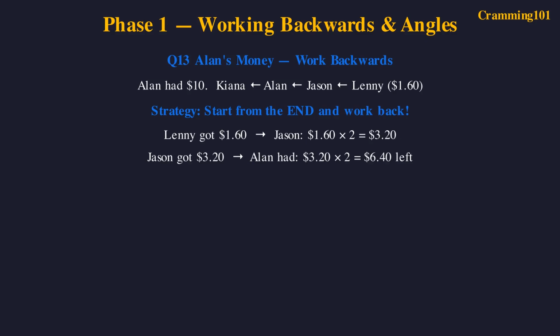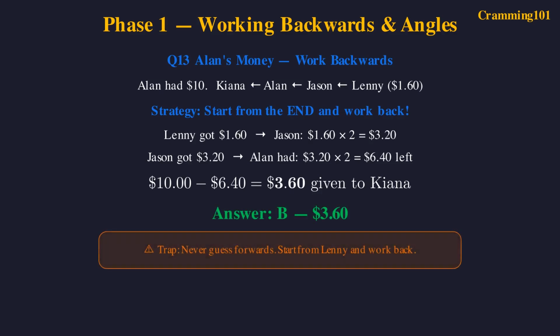Alan started with $10. He had $6.40 left after giving money to Kiana, so Kiana received $10 minus $6.40, which equals $3.60. The answer is B, $3.60. Exam tip. When a question has money or objects being passed from person to person, start at the end and work backwards. It's like rewinding a movie, but with maths.